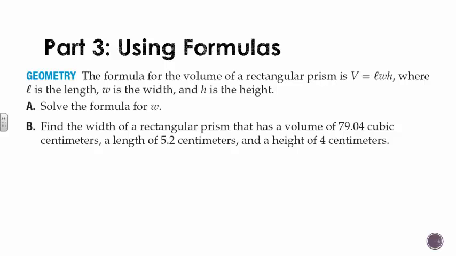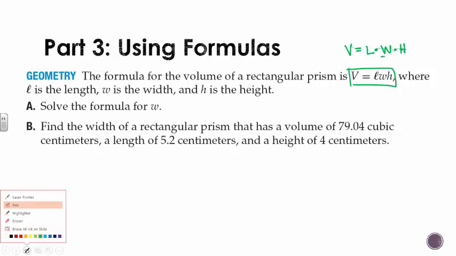So let's say I gave you a problem like this. Using the formula for a rectangular prism, we need to solve the formula for w, and then actually find the width of something. So here's our formula. This formula says that volume equals length times width times height. So we're just going to multiply them all together. We need to solve the formula for w. That's our first step, which means get this by itself.